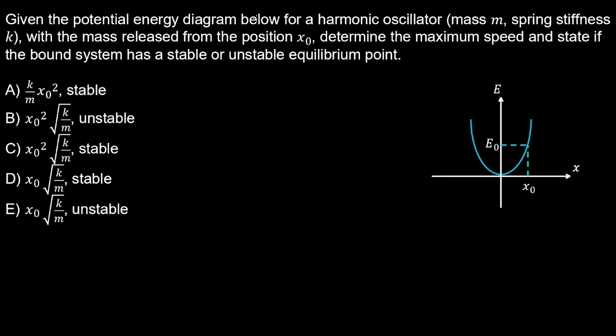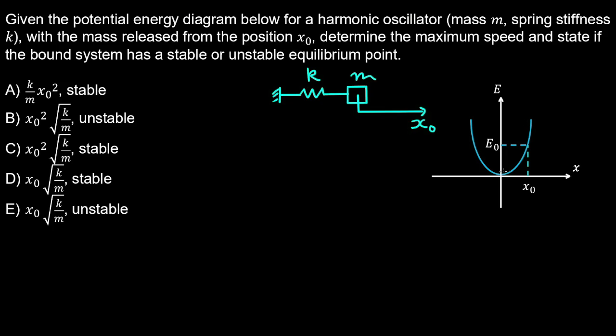Given a potential energy diagram below for a harmonic oscillator, which has a mass m attached to a spring with a stiffness k, and the mass is released from the position x naught, being the distance from the equilibrium position, determine the maximum speed, and state if this bound system has a stable or unstable equilibrium point.